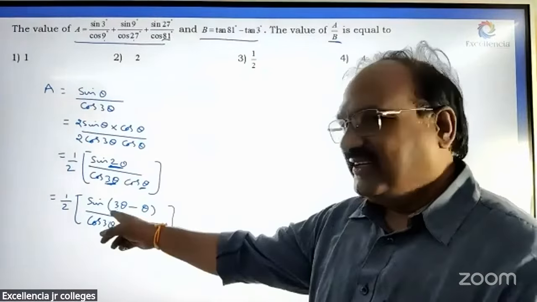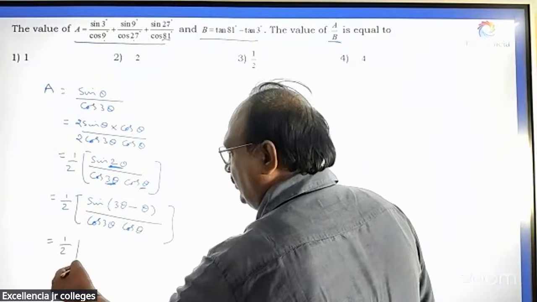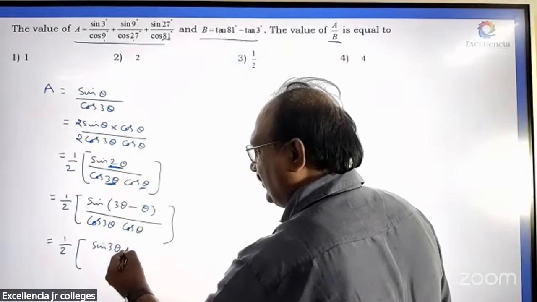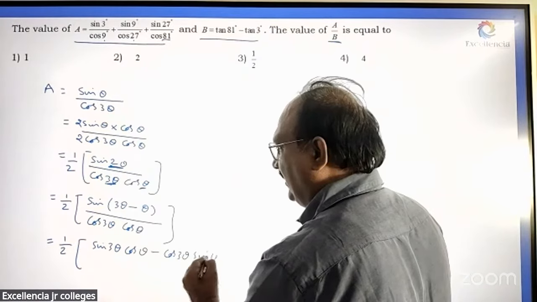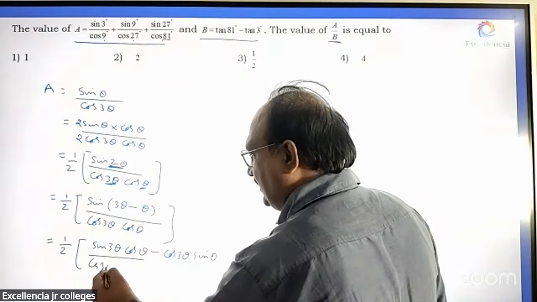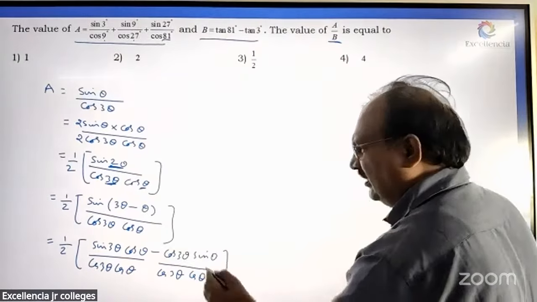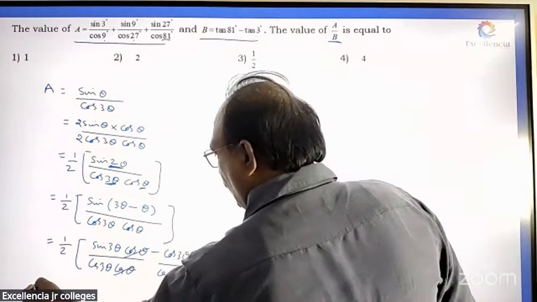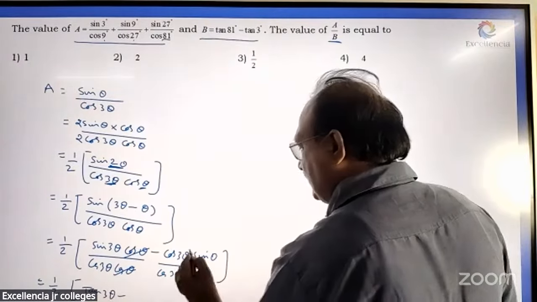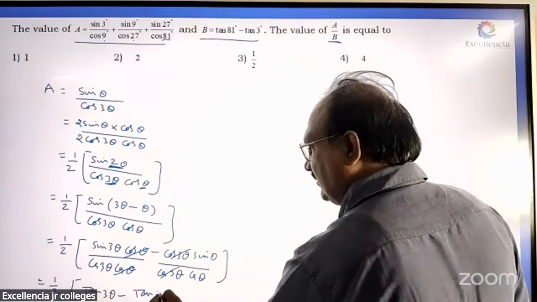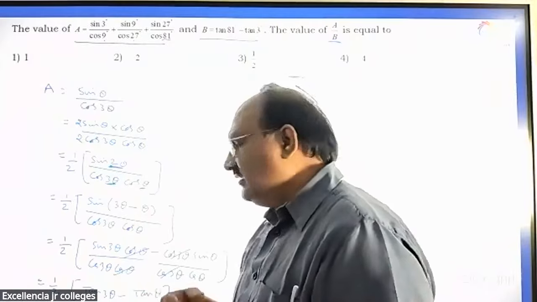Using the sin of A minus B formula, sin A cos B minus cos A sin B, I can write 1 by 2 into sin A cos B minus cos A sin B by cos 3 theta cos theta. Finally, what I am getting here is 1 by 2 into tan 3 theta minus tan theta. So sin theta by cos 3 theta, I am getting this.